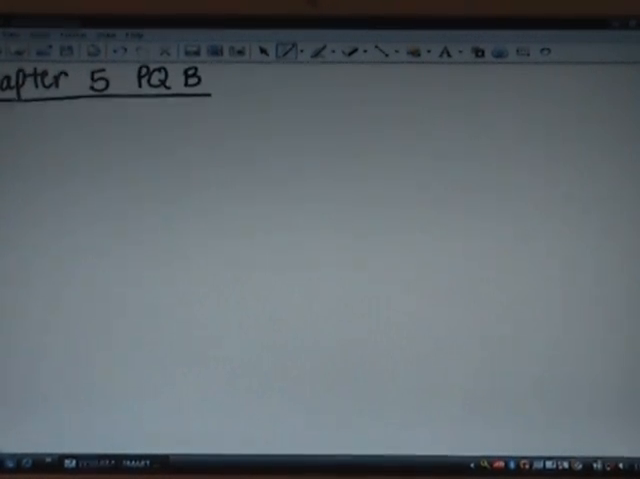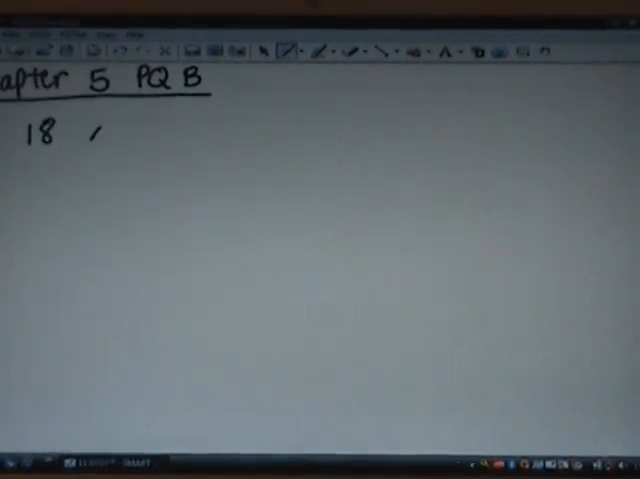So we're looking at the Chapter 5 Practice Quiz B. And the first one I'm going to do is number 3. I haven't explained them this way yet, but I'll explain them this way now, and maybe this will help some of you who are still confused on these.